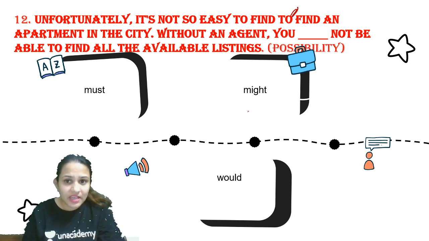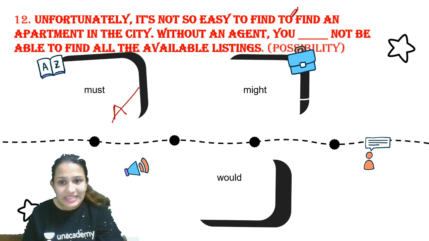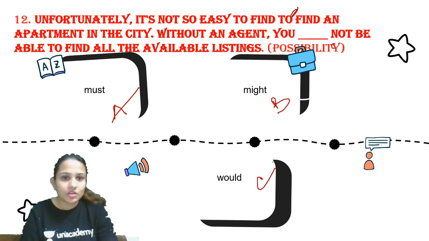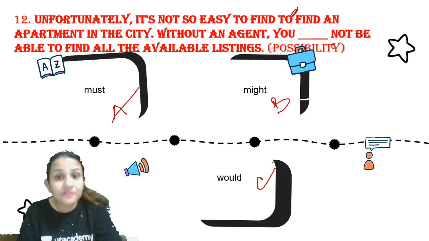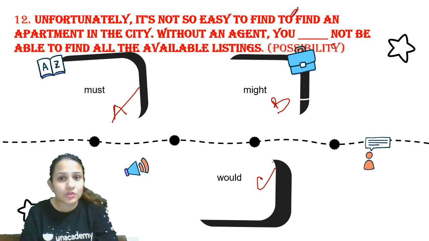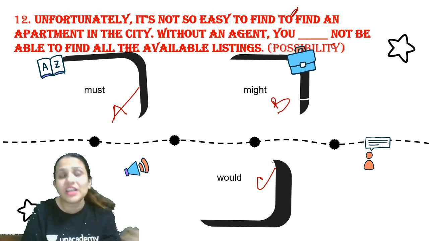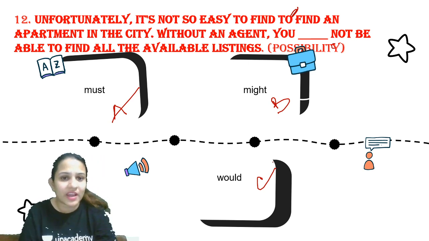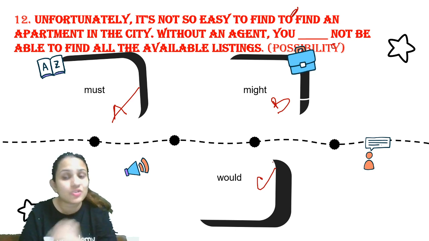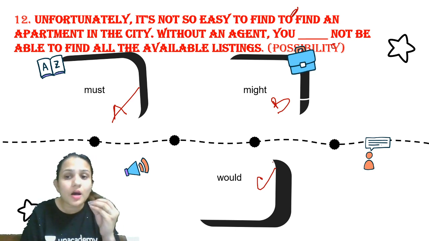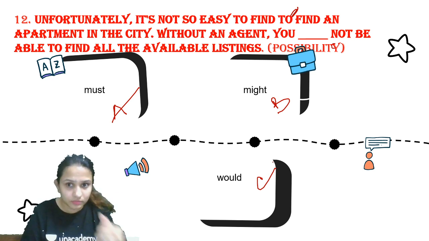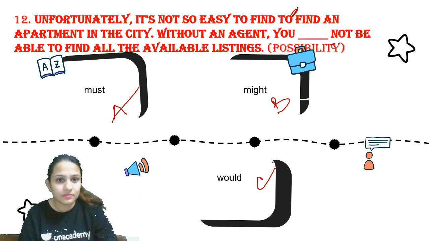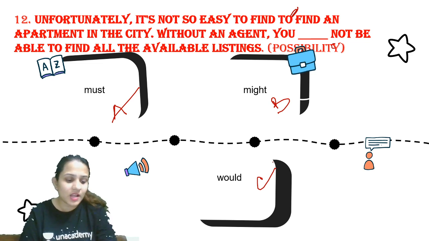So they are kind of saying that it is not easy to find an apartment in the city, as you would need an agent. It is very difficult to find an apartment in the city without an agent. So with an agent it would be easy, and without an agent it would be difficult. So without an agent you dash be able to find all the available listings. We have to use the modal of possibility. So choose your answer.